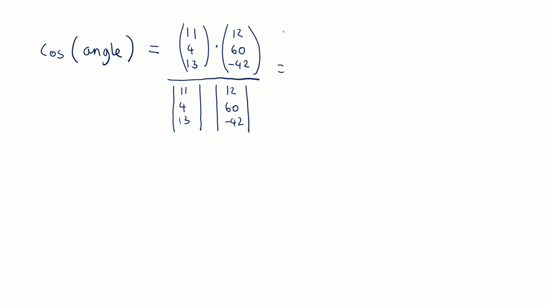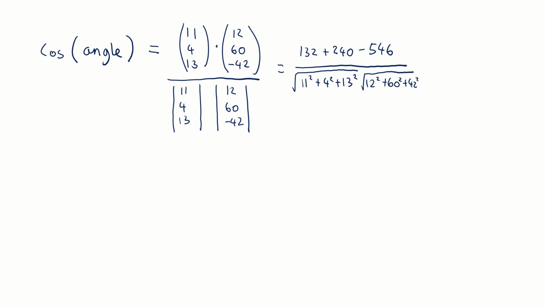Cool, let's get going. So 12 times 11 would be 132, plus 4 times 60, which is 240. 13 times minus 42, that would be 420 plus 126, so that is 546, but it's a minus. And then the magnitude will be 11 squared plus 4 squared plus 13 squared. Obviously, it makes sense to make good use of calculators in this stuff. And then the magnitude of the other thing is 12 squared plus 60 squared plus 42 squared.